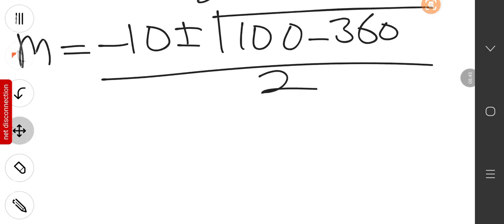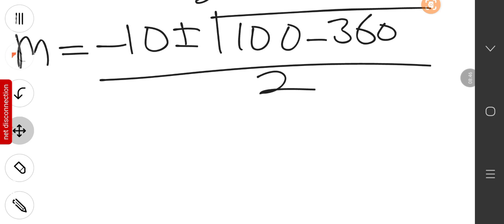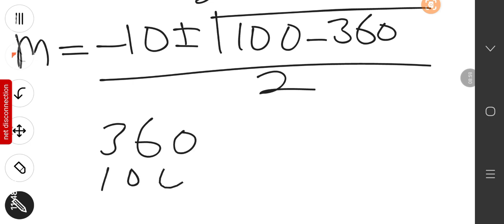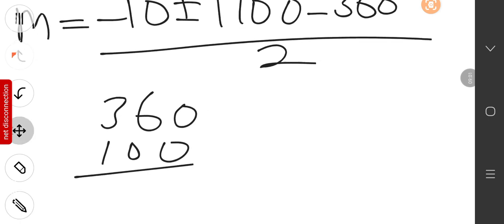All right, so let's subtract 360 from 100. Okay, so you have 100 minus 3. Okay, let's subtract, let's say 360 minus 100. Okay, when we are done, then we negate it.